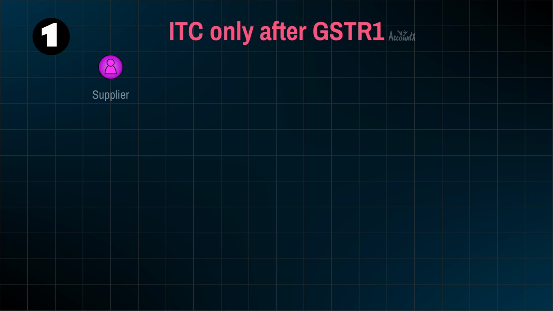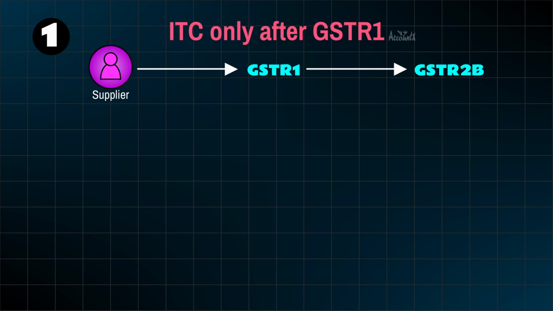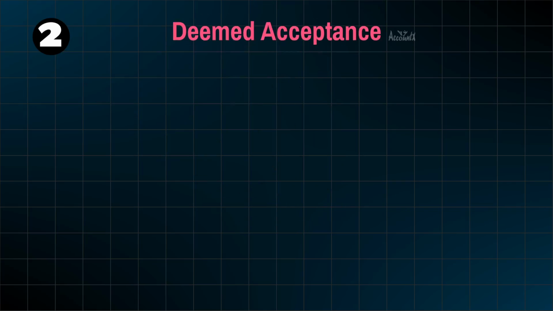Now let us talk about two key things that you need to remember. One, only after the suppliers file GSTR1, records would be auto-populated into your draft GSTR2B. To put it differently, at the time when your GSTR2B is generated, if a particular supplier has just saved invoice but not filed GSTR1, then such transactions would not appear in your GSTR2B, so you will not be able to avail input tax credit. Two, there is a concept called deemed acceptance.